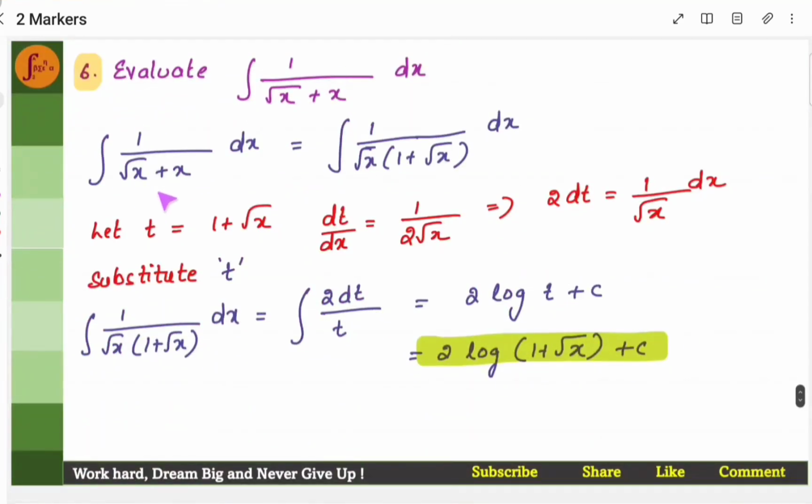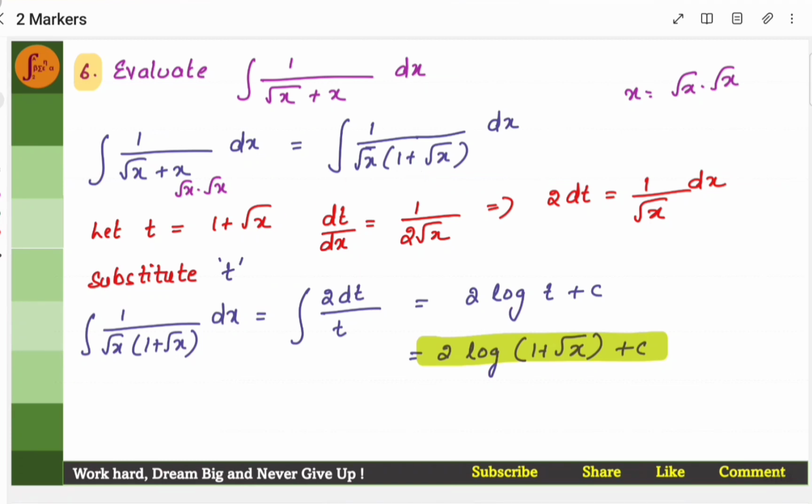Yet another problem. Here you have a rational function, so I can split this function. I can take a common factor here. x is nothing but root x into root x, right? So I can split x as root x into root x, and then I can take root x as common. So I'll get 1 plus root x.